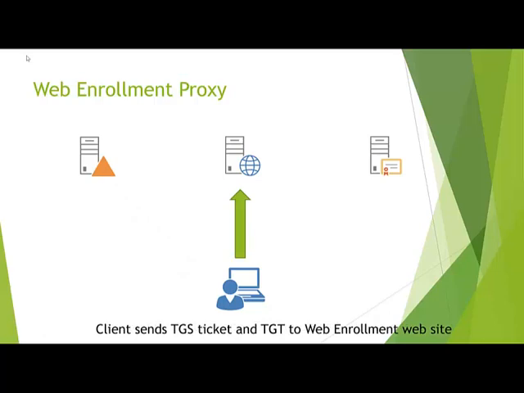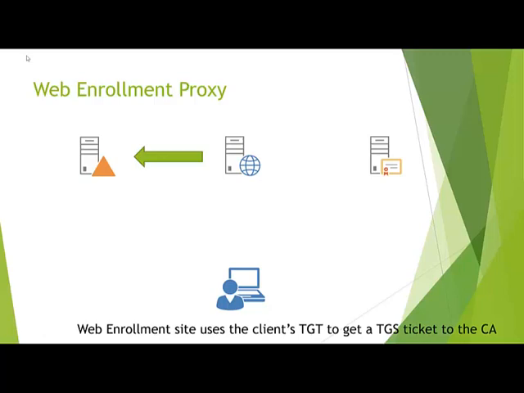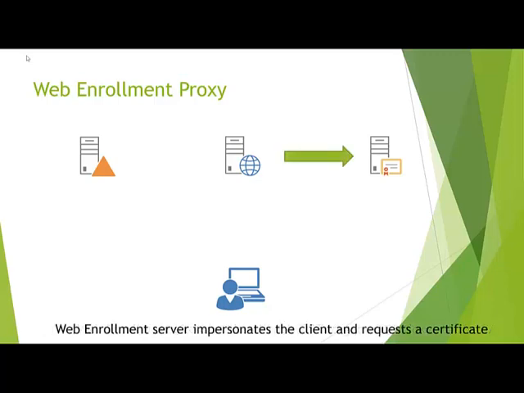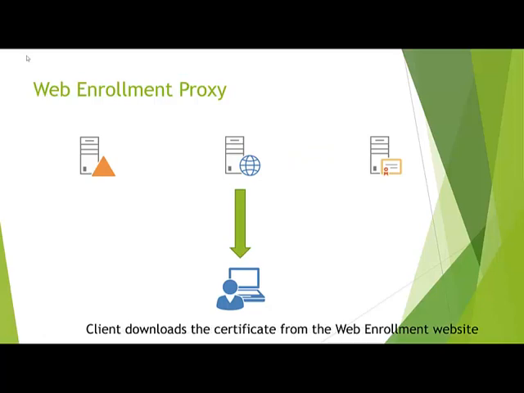The website is going to have a forwardable TGT, which means it can now request a Kerberos ticket to the CA. So it's going to request a ticket to the CA on behalf of the user, so basically impersonating the user, and then it's going to use that to authenticate to the CA. It's going to request the certificate, get the certificate back, and then send it back to the user. So that's pretty much the whole process with the proxy. Like I said, I'm going to do some videos and articles on both web enrollment and web enrollment proxy. So if you give me a few weeks, you should see that posted to my blog and to YouTube.